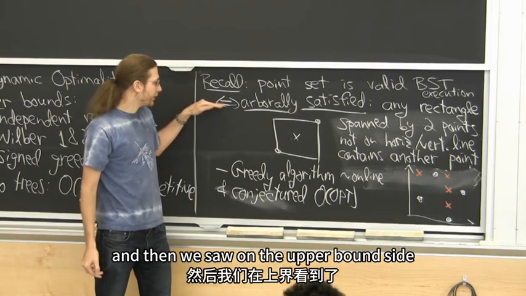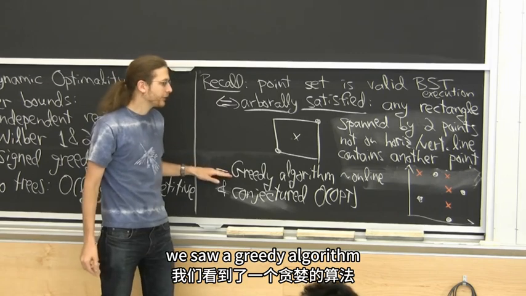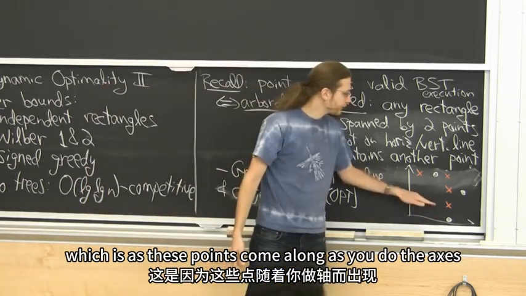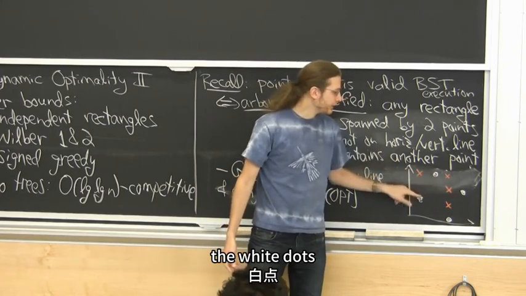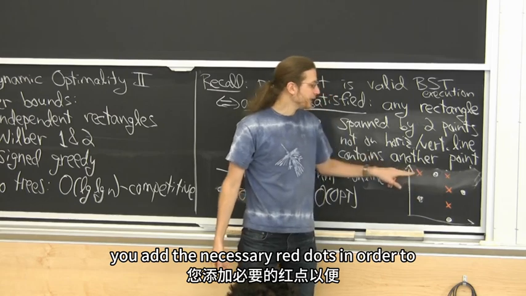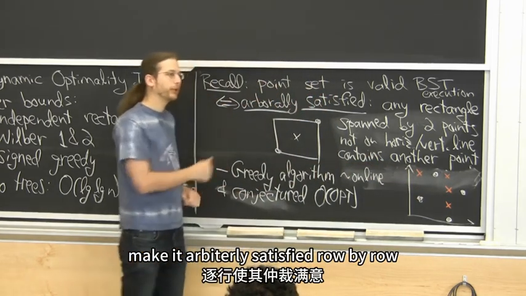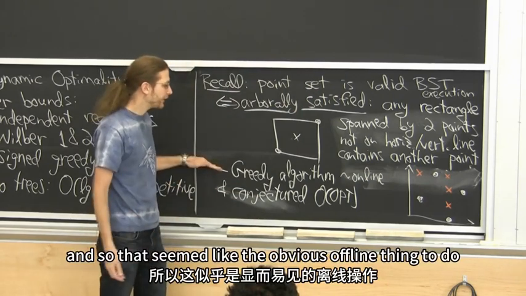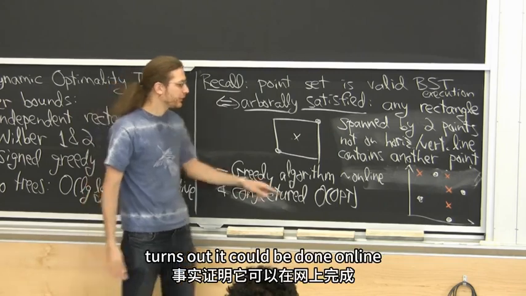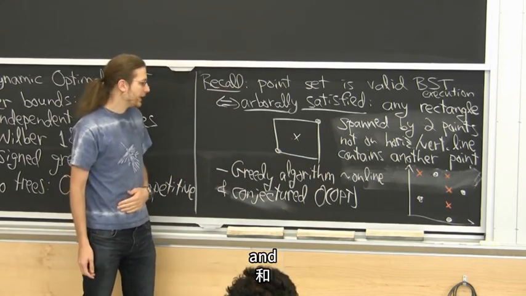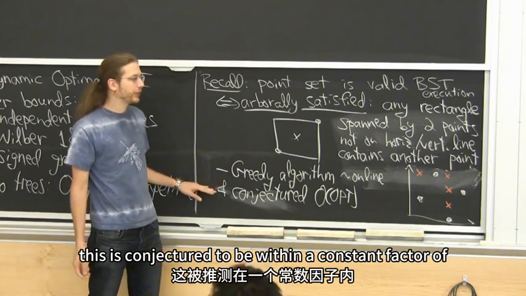And then we saw, on the upper bound side, a greedy algorithm, which was the obvious offline thing to do, which is as these points come along, as you do the accesses, the white dots, you add the necessary red dots in order to make it arborally satisfied, row by row. And so that seemed like the obvious offline thing to do. Turns out it could be done online up to constant factors. I sketched that last time. And this is conjectured to be within a constant factor of optimal.